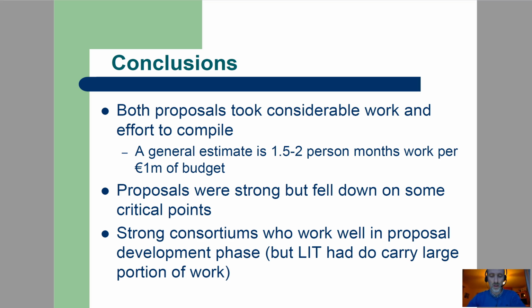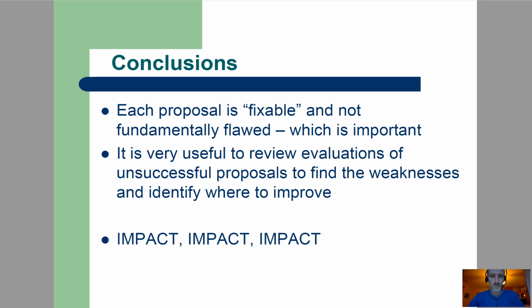Both proposals were very strong, but just not strong enough. So that shows you that competition is very tight. Really, you need to look at all aspects and try to win those extra 1 or 2 marks in each area. You might think you have a very well described work package section, but that will not get you over the line. We had very good, strong consortiums, so good networks that we had built through our various personal and professional contacts, and they all worked well in the proposal development phase. But LIT had a lot of work to do to carry a large portion of the work for the submission.